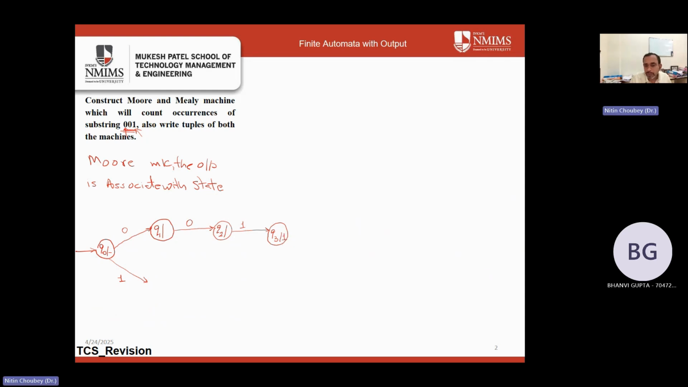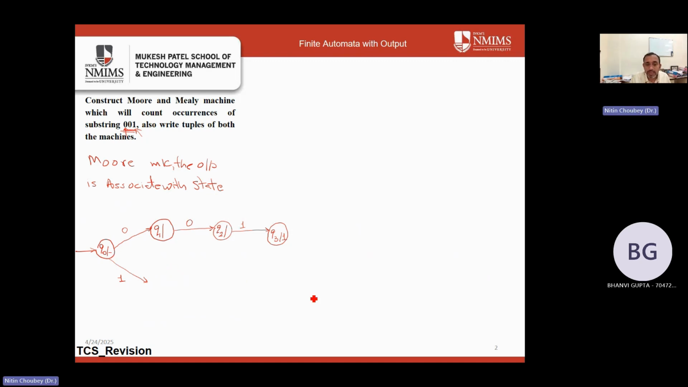Otherwise, what output should be generated? We can keep them as dash, dash, and so on, which means that if we are not generating any output, we'll keep it dash. If we get 0, 0, 1, in that case only we'll generate 1 as output, which will signify that 0, 0, 1 has occurred once.